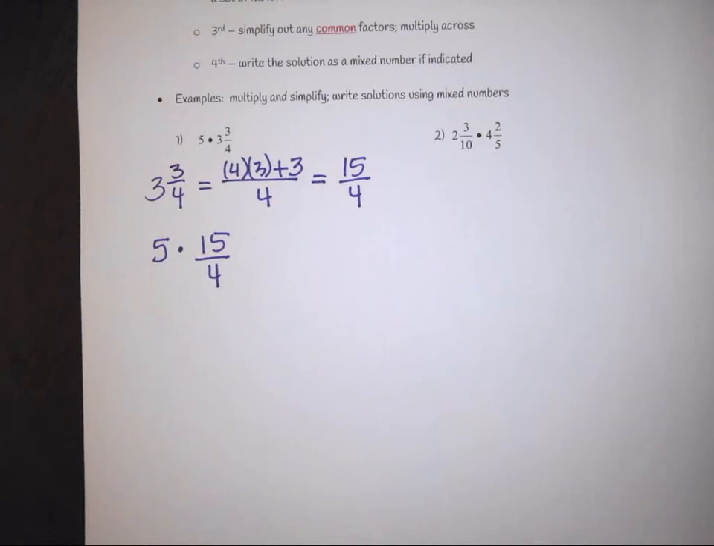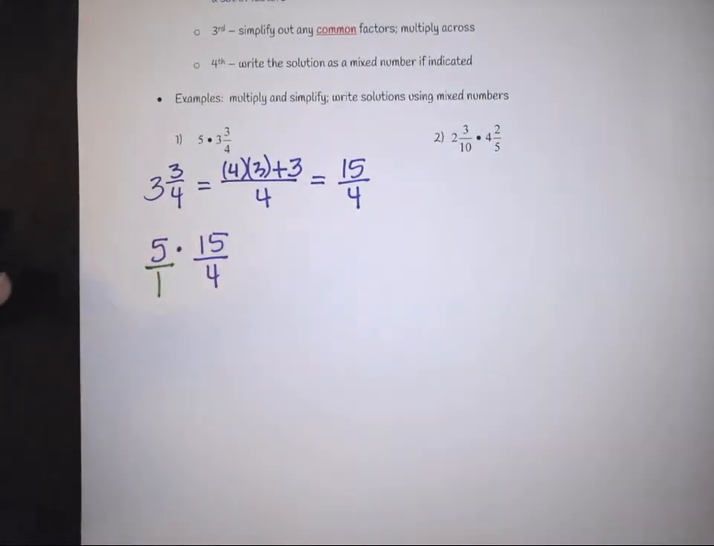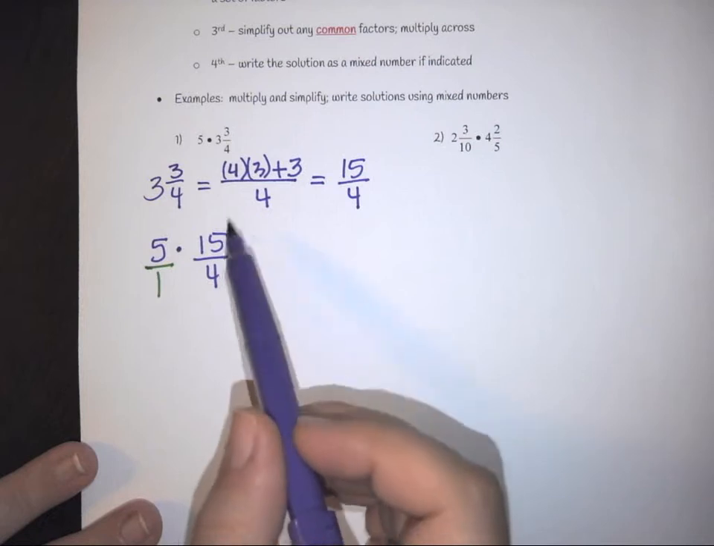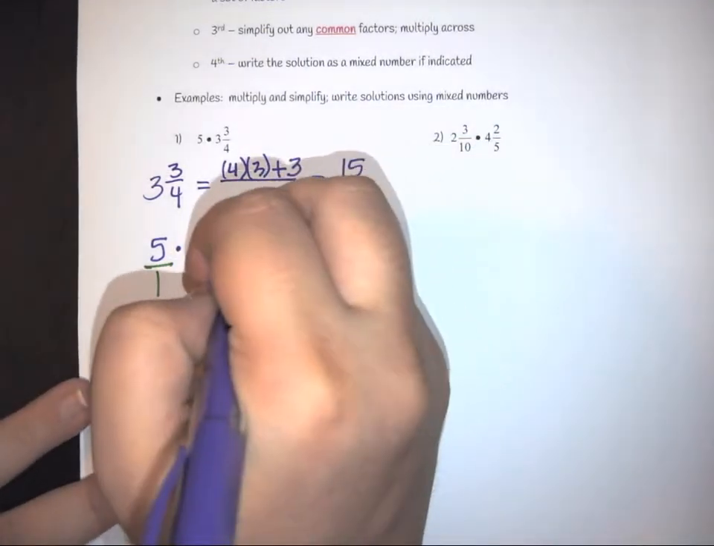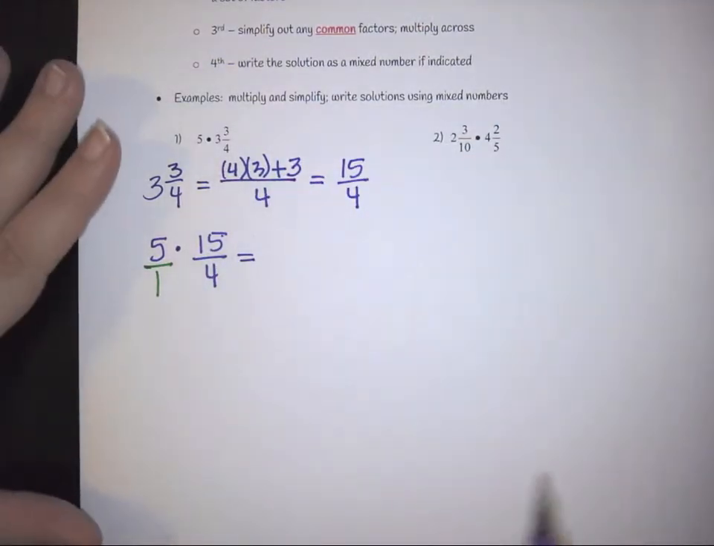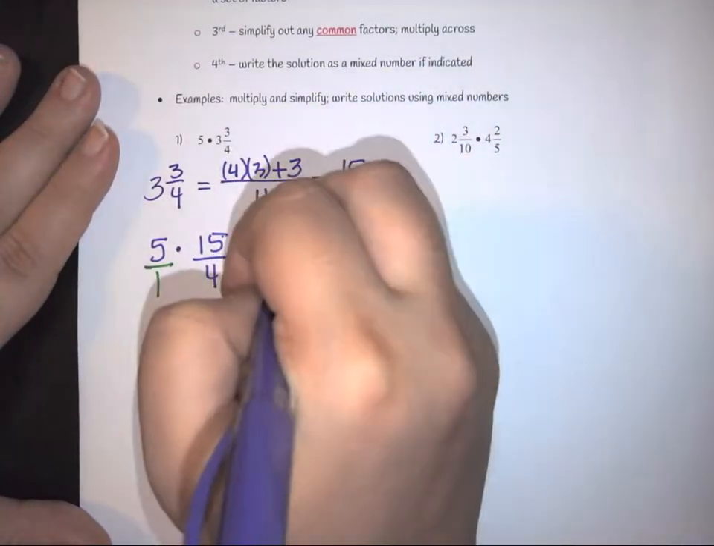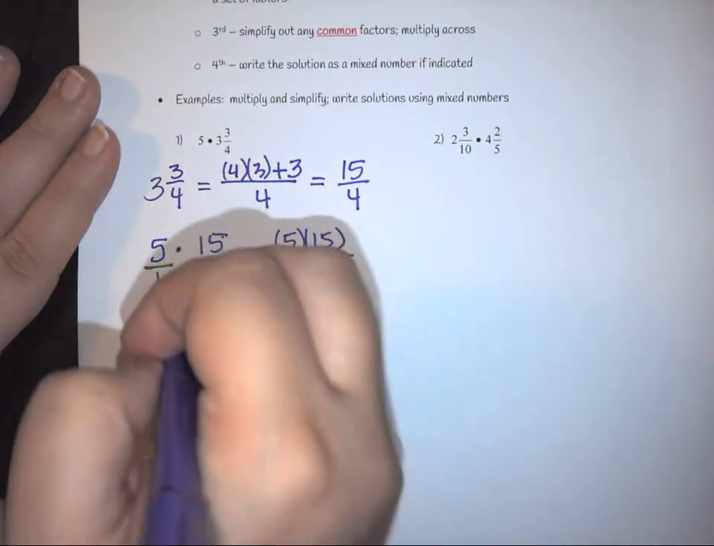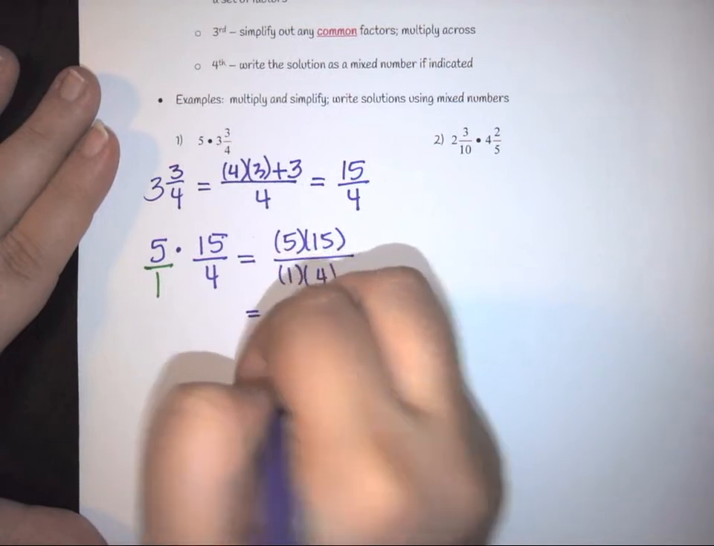Now, one of the things I have to remember is that when you're dealing with a whole number, we can think of it as a fraction by simply putting it over 1. Now, to multiply, I am going to look at 5 over 1 and 15 over 4, and my question is, does any of that reduce? In this situation, no, it doesn't. So in order to multiply, I go straight across the top. This is 5 times 15, and straight across the bottom, 1 times 4. In this instance, this gives me 75 over 4.